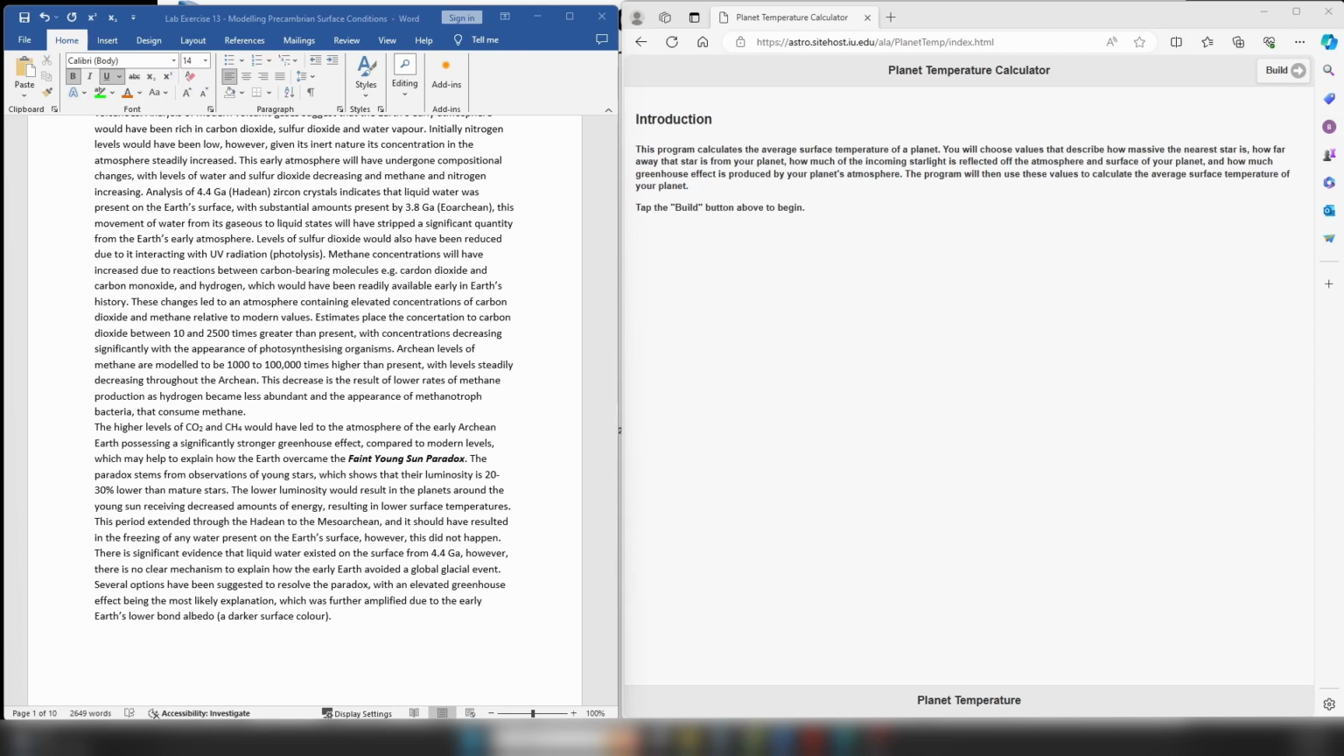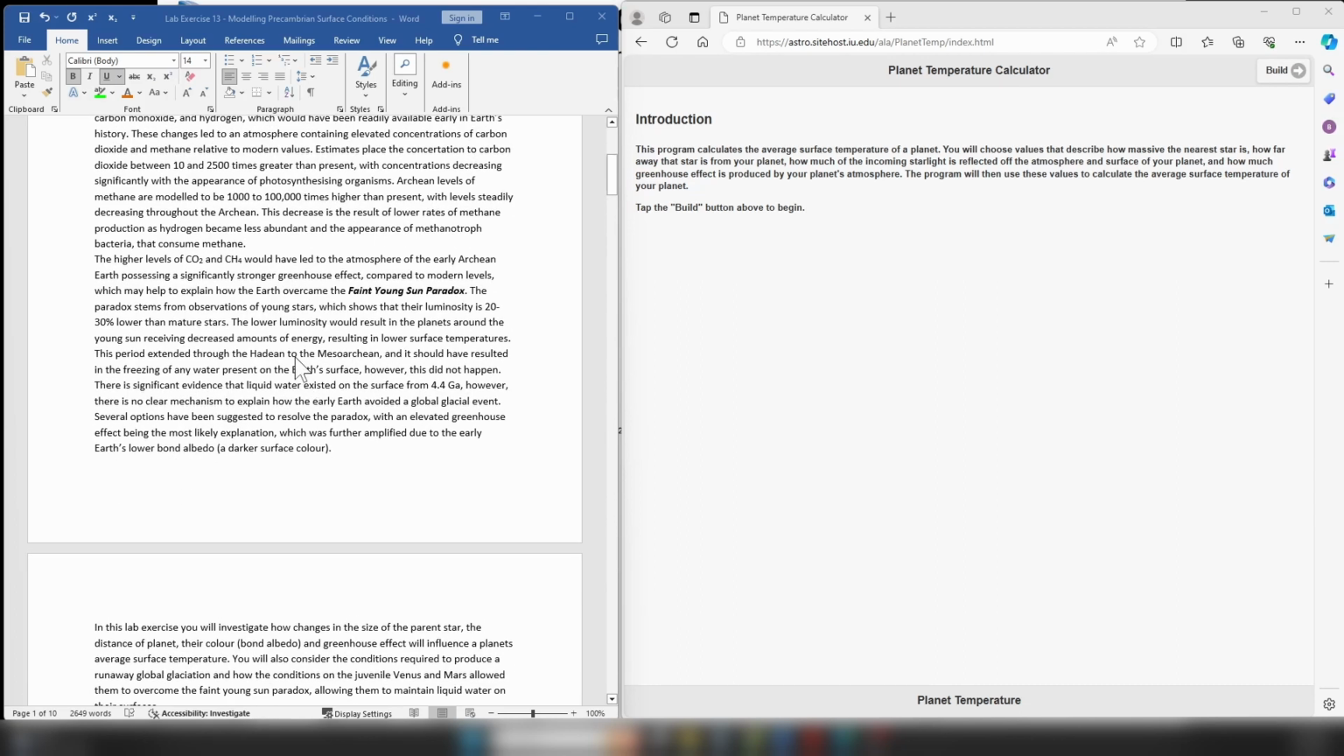So just to give you some idea, the amount of carbon dioxide compared to modern levels in the Archean atmosphere was probably somewhere between 10 and 2,500 times greater than present day. And with respect to methane, modelling suggests that the methane concentration was somewhere between 1,000 and 100,000 times higher than present. And once again, these gases are greenhouse gases, and so they are going to lead to an increased greenhouse effect, and this is obviously going to help to keep the surface of the Earth much warmer compared to modern day conditions.